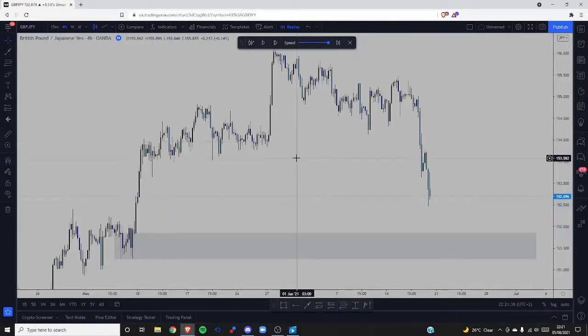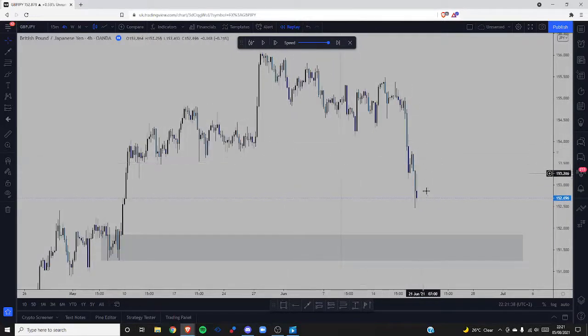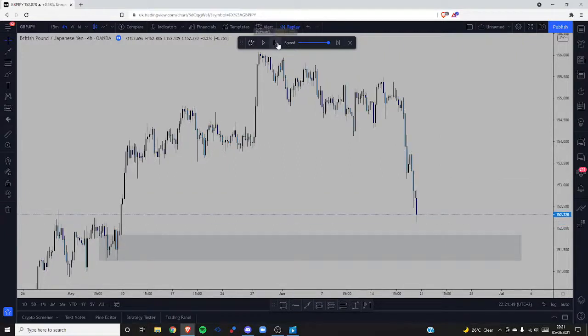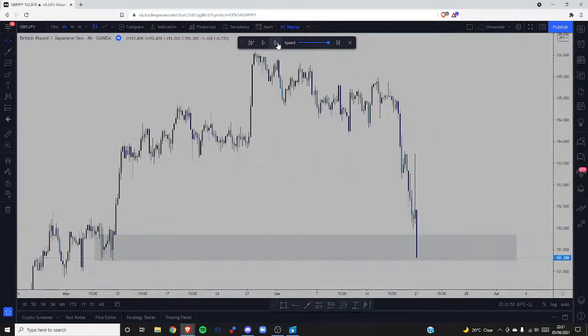So basically what we need to do is wait for price to come to our zone, see how it reacts, and then decide whether to buy or to sit out and not do anything. The only thing we need to do is wait for price to come to our zone. There it is. It is in our zone.